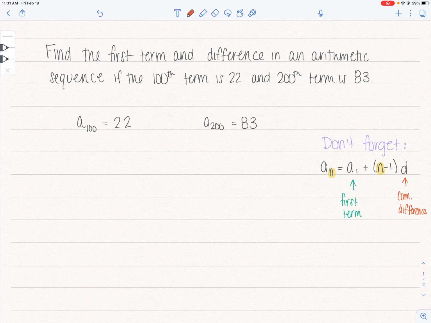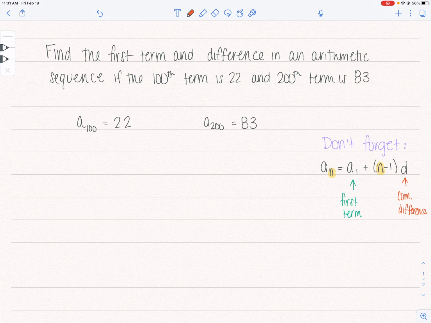Hey guys, so I wanted to make a couple of videos to just kind of help you get through this 8.1 homework. So here's the first one that you asked about in class. Find the first term and the difference in an arithmetic sequence if the 100th term is 22 and the 200th term is 83.